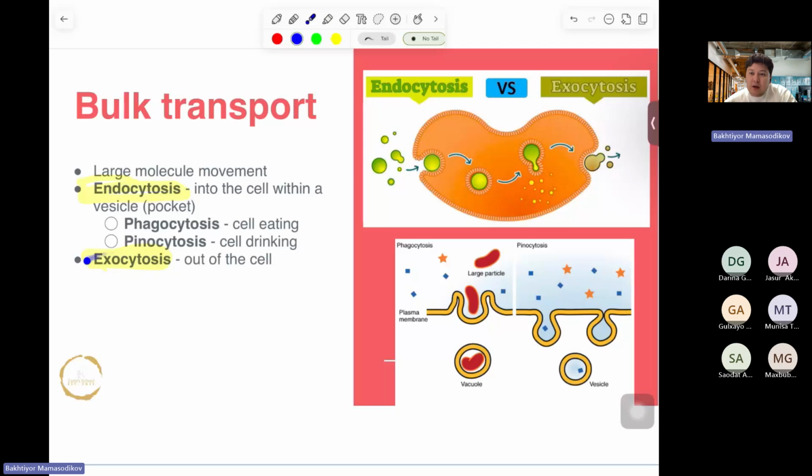For example, the insulin. What do you think? Where is the insulin produced in our body?